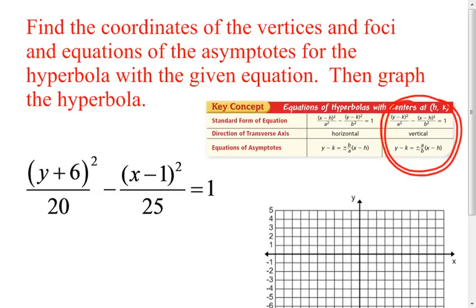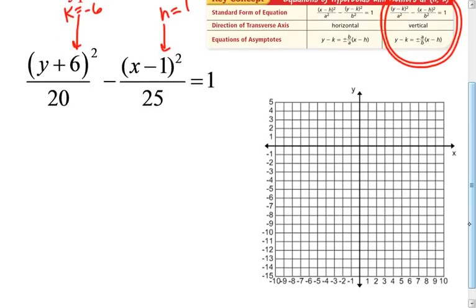The first thing I like to get out of here is your center. And your center is still h and k, always. In this case, your h is 1, and your k is negative 6. Your h always goes with your x, and your k always goes with your y, no matter which one is listed first, every single time. So I am centered in this case at 1, negative 6. So I'm going to plot that point on there. 1, negative 6 would go right here.